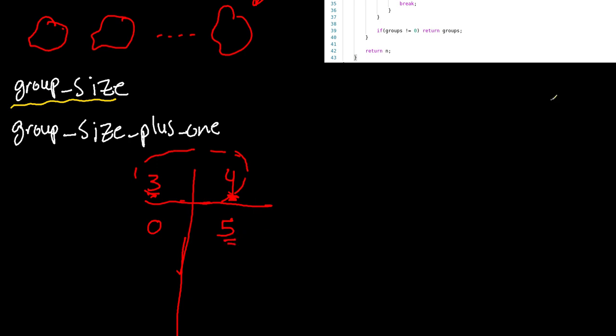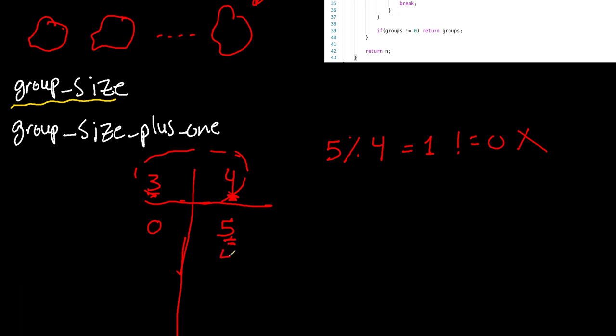So we have the number count 5. Is it possible to split 5 into groups of size 4? No, because 5 mod 4 equals 1. So this doesn't equal 0. That means we cannot do this.